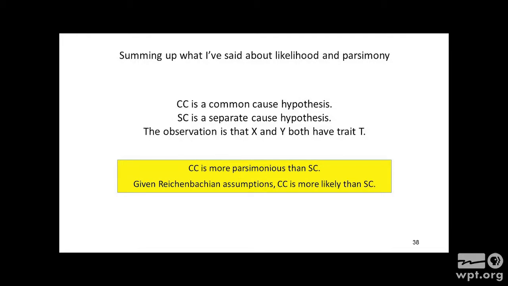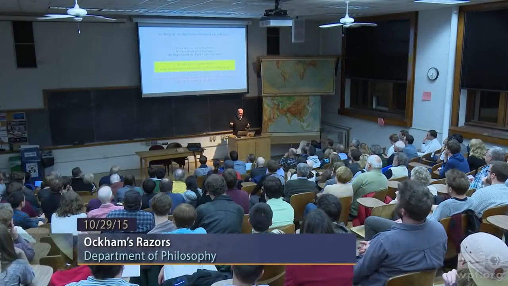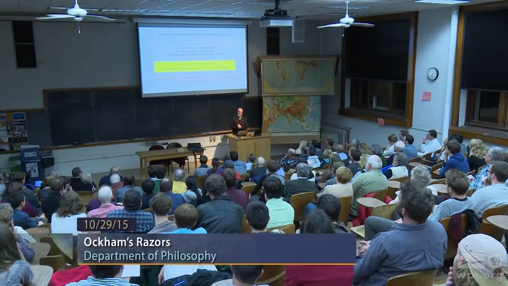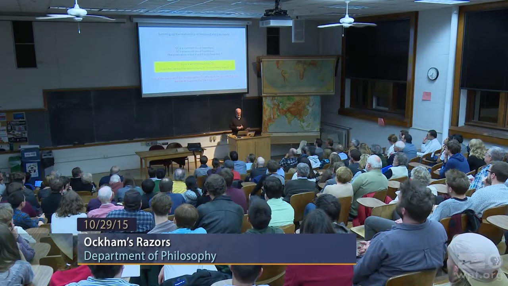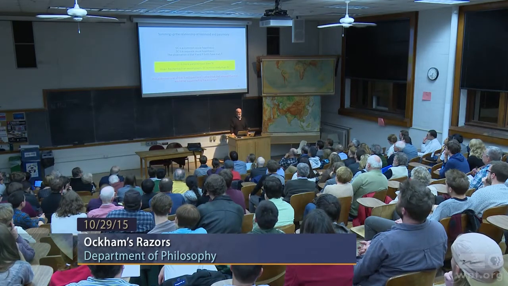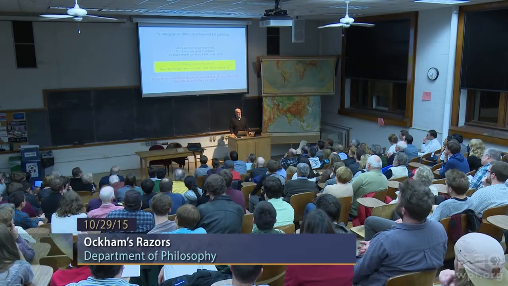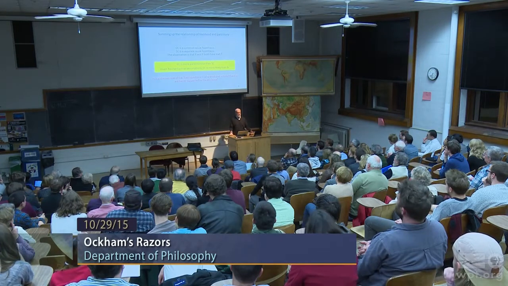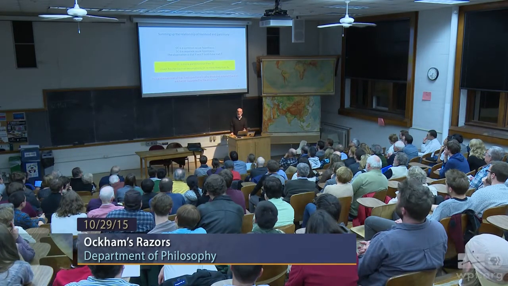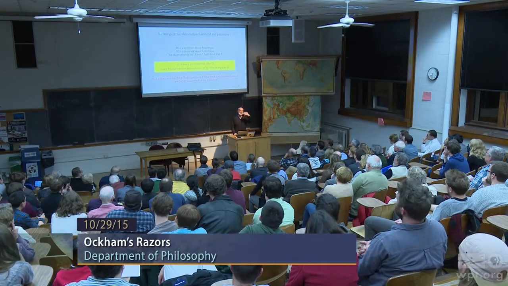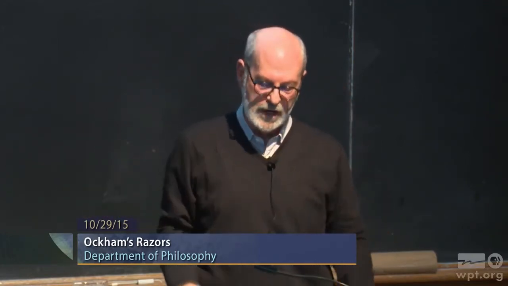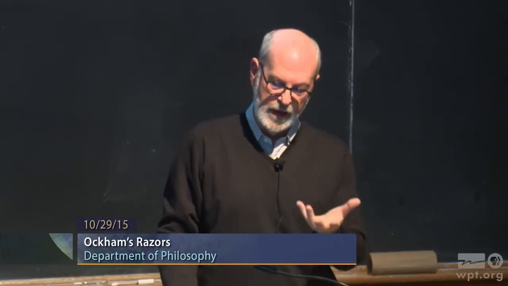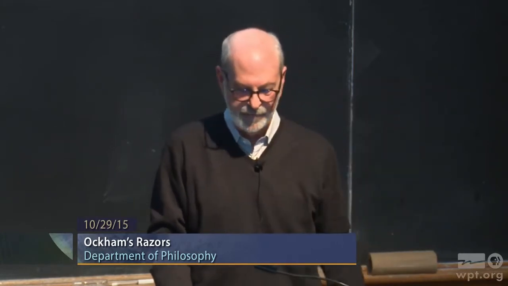And I claim that this answers at least part of one of the hard problems. One of the hard problems I had up there before was why I think that simpler theories are better supported by the evidence. Well, the simpler theory, the common cause hypothesis, is better supported. It's favored by the observations with these assumptions in place. But it's not always true that when X and Y share a trait, that always favors common cause over separate cause. There are ways of violating the Reichenbachian assumptions that give you that weird flip of the inequality sign.